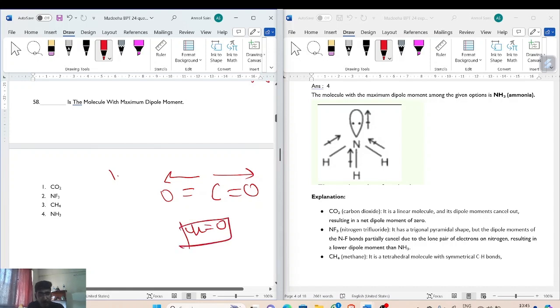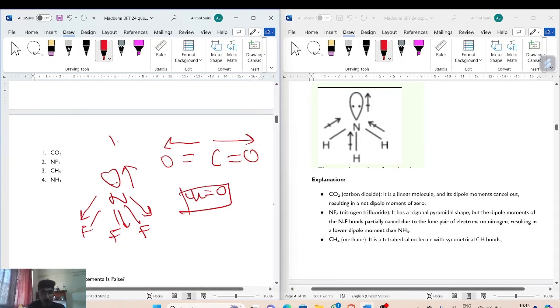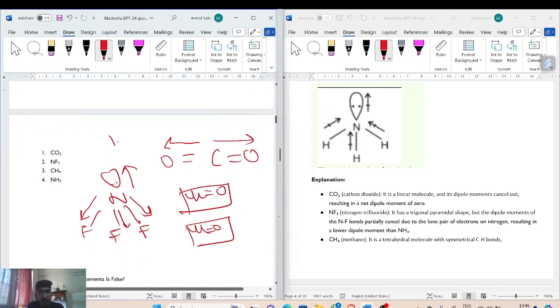Now NF3: we have one nitrogen here, with F, F, and F, and one lone pair on the nitrogen. Each F will try to attract the electrons, and the lone pair will also try to attract the electrons. So all these attraction effects will be cancelled out, and here also the dipole moment mu will be equal to 0. Now in option number 3, we are given carbon and 4 hydrogens. This is also a symmetrical molecule, meaning mu will be equal to 0 here.